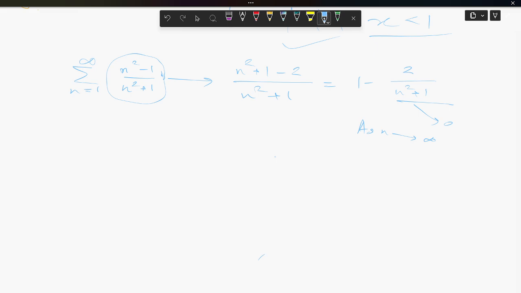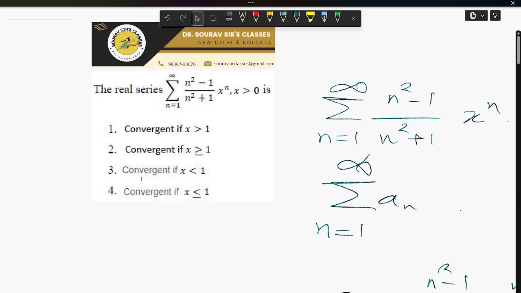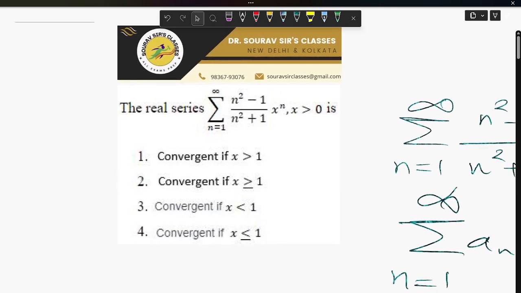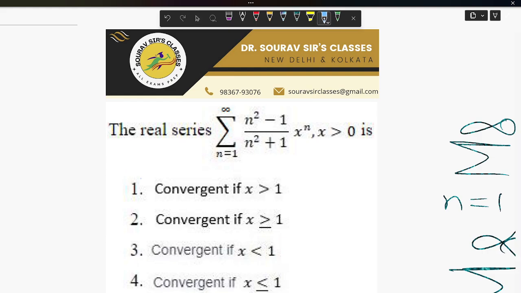So the series is convergent when our x is less than 1, and our series diverges when x is greater than or equal to 1. So the correct answer of this question will be option C. That means convergent if x is less than 1.